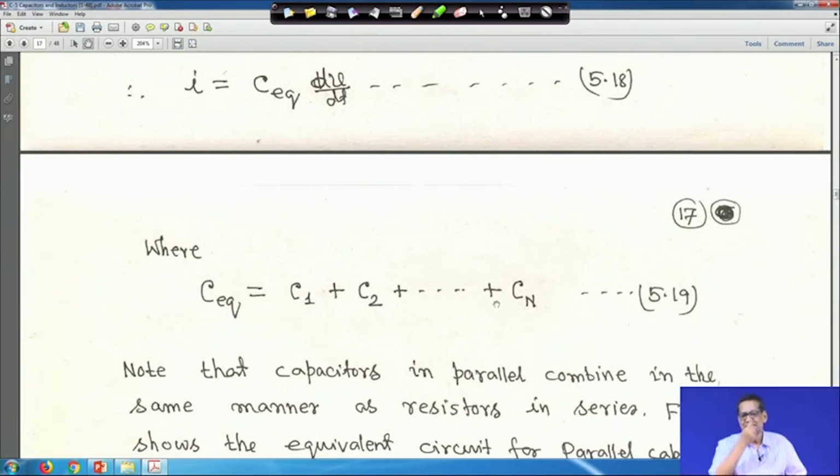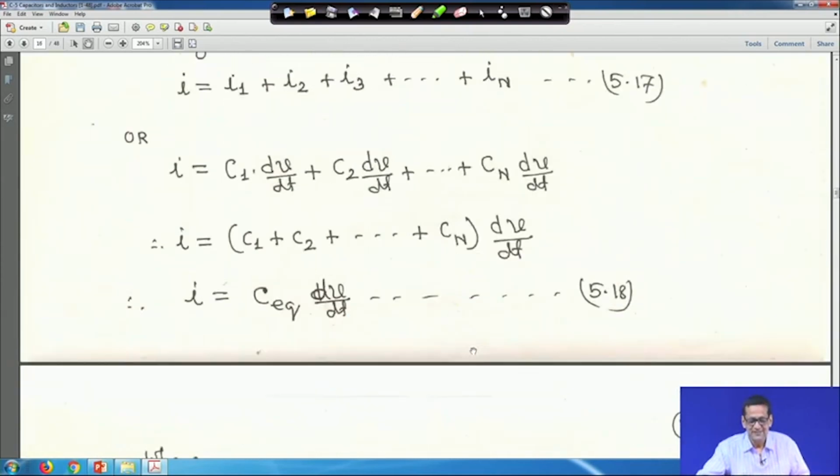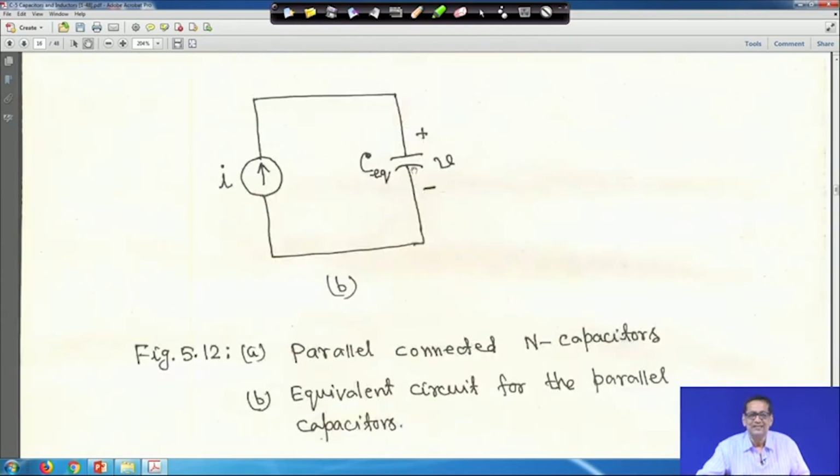That means when resistors are in series, we sum R1 plus R2 up to Rn. When the capacitors are in parallel, their values are summed up in the same way. In the case of capacitors in parallel, you just add them up. So, note that capacitors in parallel combine in the same manner as resistors in series. This is the equivalent circuit, and Ceq is equal to C1 plus C2 plus C3 up to plus Cn.